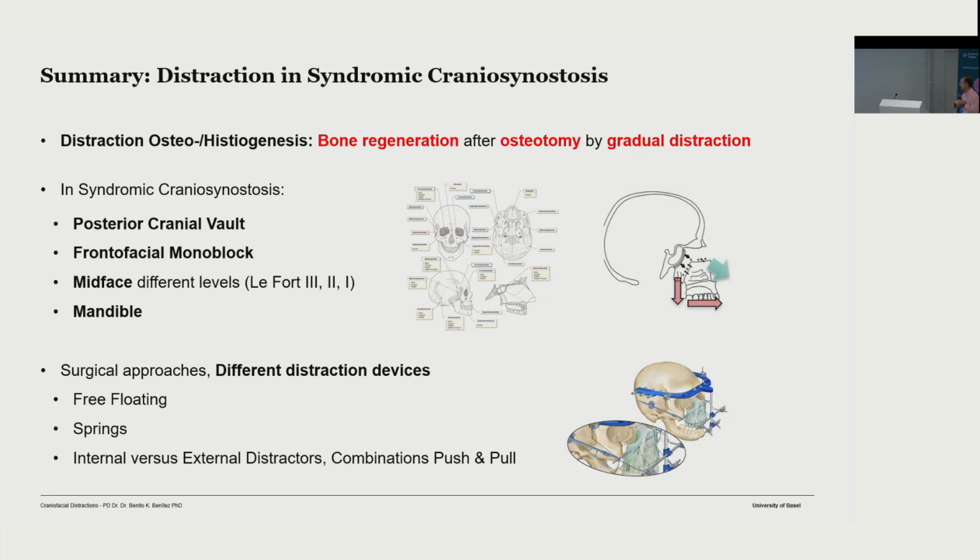after an osteotomy and then gradual distraction, and explain why it is interesting in syndromic craniosynostosis, mainly because of these skull-base sutures, which are important for facial growth, posterior cranial vault distraction, whether it's with free-floating springs or internal, external distractors, then frontofacial monoblock from the Necker team. We have heard and midface distraction at different levels, but also have in mind that the mandible might need to be looked at at the end of growth. Thank you.